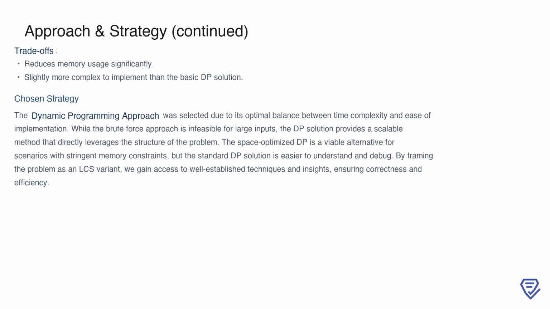The standard dp implementation, with its simple structure and straightforward debugging process, is particularly well suited for understanding the problem and verifying correctness. On the other hand, the space-optimized dp is ideal for scenarios where memory constraints are critical, though it requires a bit more complexity in implementation. By framing the problem as a variant of the longest common subsequence, we leverage well-established techniques that ensure both efficiency and accuracy. This makes the dp approach the clear choice for solving the uncrossed lines problem effectively.